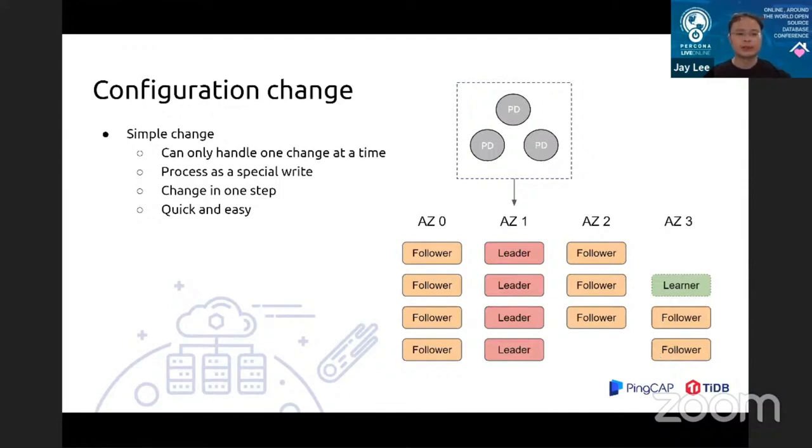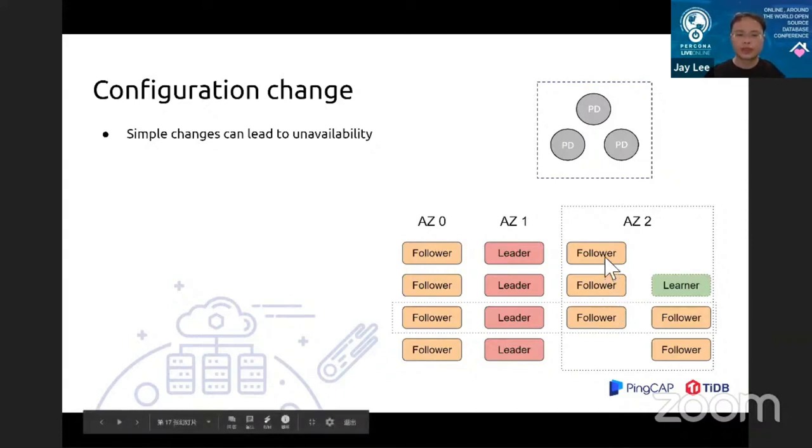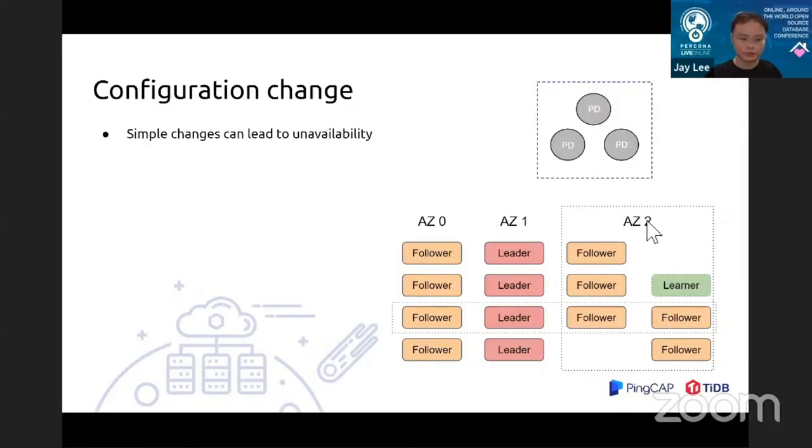Simple change is very easy to implement, and each step is executed very quickly. However, simple change can lead to unavailability. Let's consider this case. PD wants to move the replica from one TiDB instance to another TiDB instance, and both instances are in the same AC. Let's say it's AC2. As I described on the last page, when using simple change, there will be a state that there are 4 replicas in the region, 2 of them in AC2. If AC2 is unavailable, then there are only two replicas alive in the region. Remember that a region requires majority to serve writes and reads, so the region will also become unavailable.